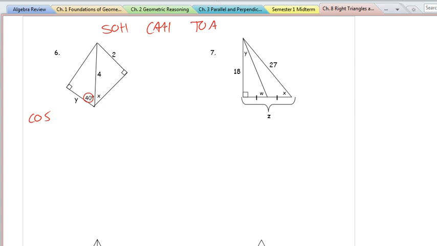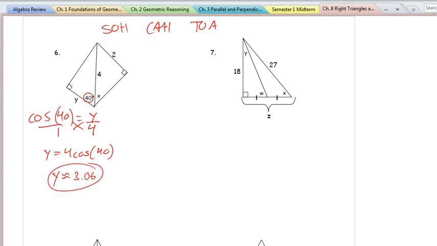So I'm going to use the cosine of 40 degrees is equal to adjacent over hypotenuse. Cross multiply, y is equal to 4 cosine 40. 4 cosine 40. Y is about 3.06. So there's y. And now I just keep going.